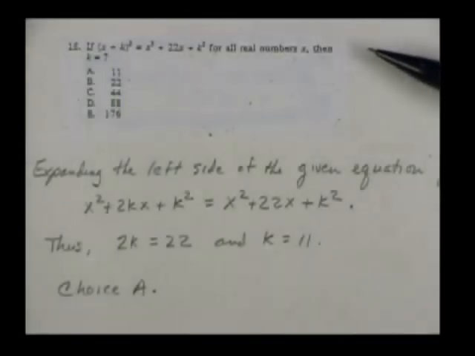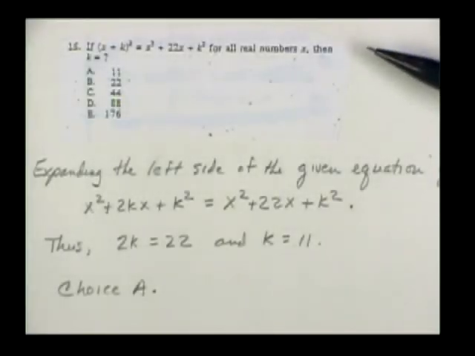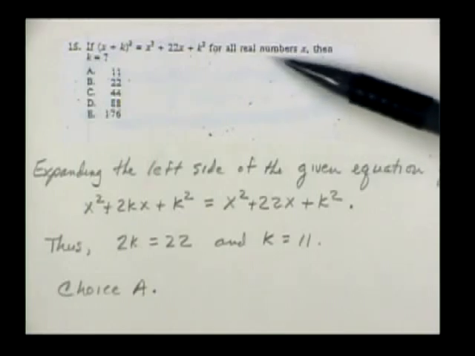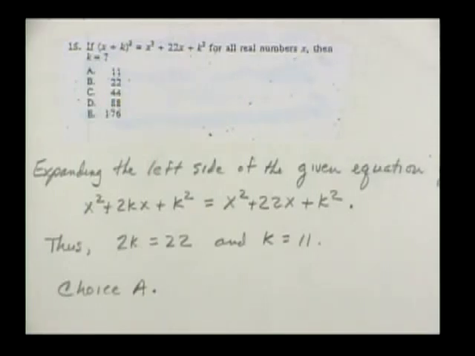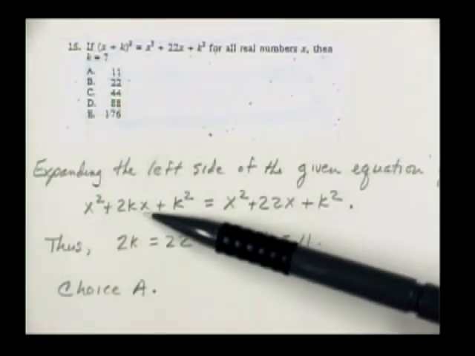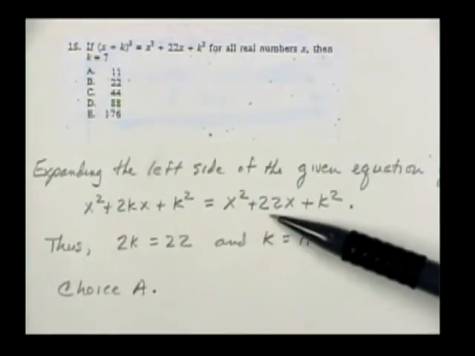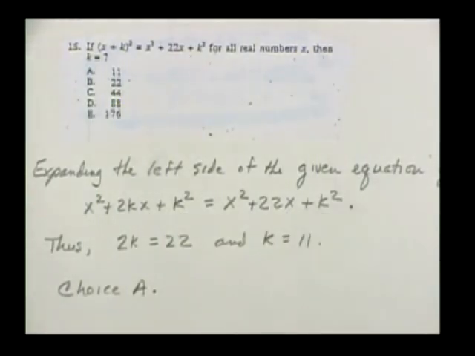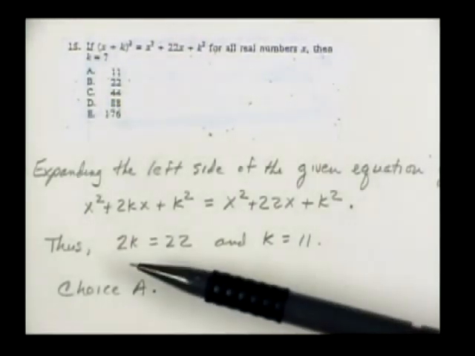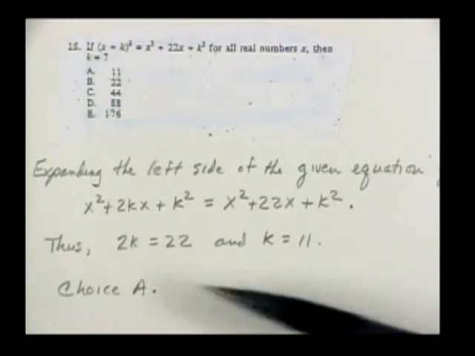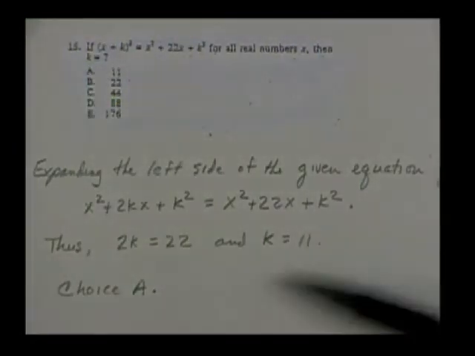If the equation x plus k, quantity squared, equals x squared plus 22x plus k squared for all real numbers x, then k equals what? Expanding the left side of the given equation gives x squared plus 2kx plus k squared equal to x squared plus 22x plus k squared. The coefficients of x must be equal. 2k on the left equals 22 on the right, and k becomes 11. Choice A.